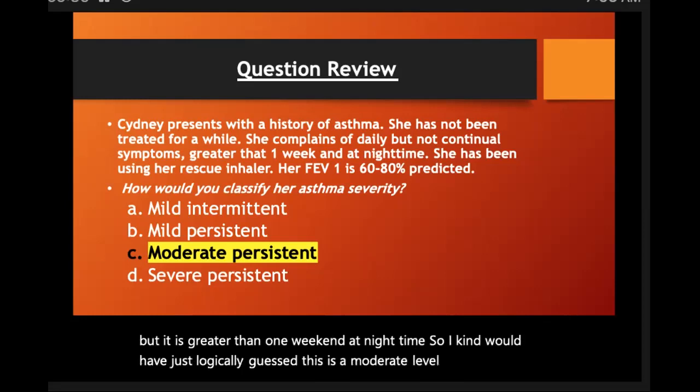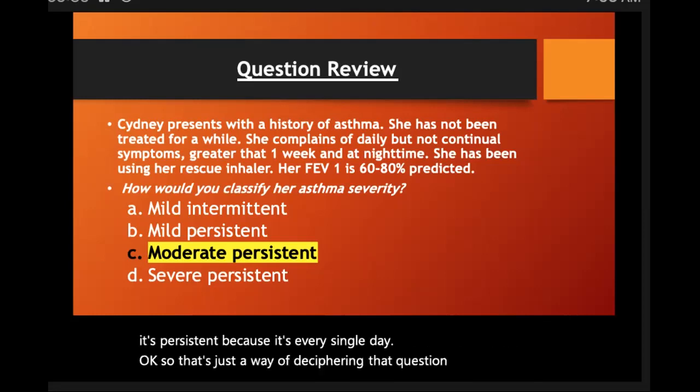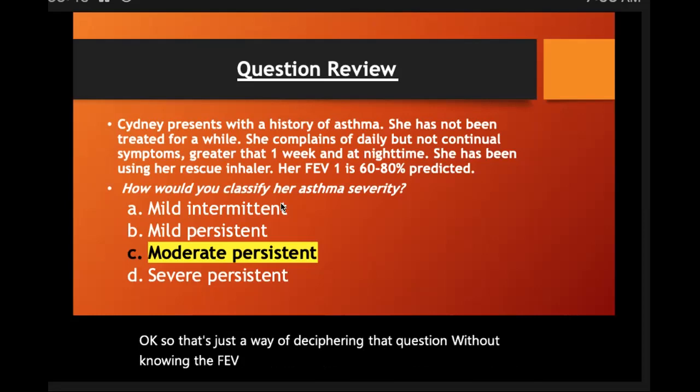Now, more importantly, is it persistent or intermittent? And we already know it's persistent because it's every single day. Okay, so that's just a way of deciphering that question without actually knowing the FEV1 60 to 80 is predicted for moderate persistent. All right, guys.